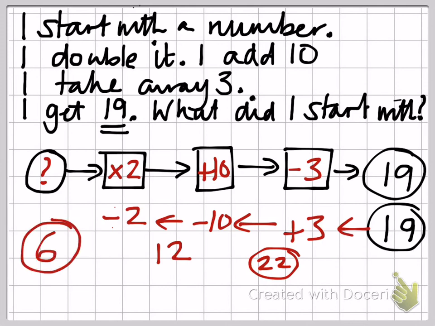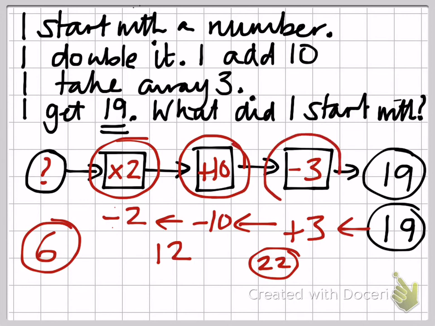Let's just check. If we start with 6, then we times 2, we get 12. Then we add 10, we get 22. Then we take 3, we get 19. So we know that 6 is indeed the correct answer.